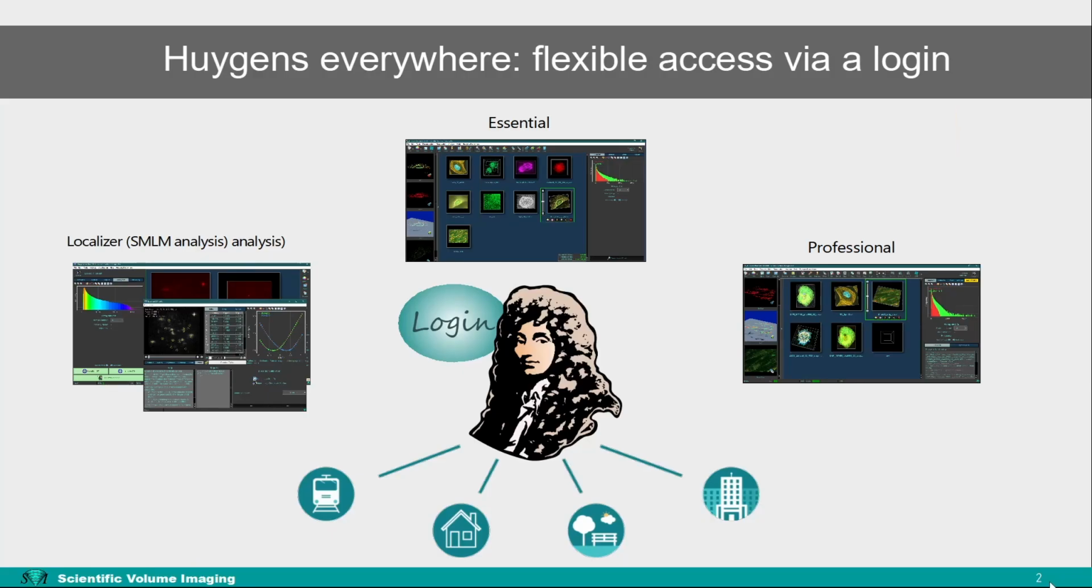So first of all, what is Huygens Everywhere exactly? In short, Huygens Everywhere is our flexible login based access mode for the Huygens Localizer, Huygens Essential and the Huygens Professional. In contrast to a node-lock license, Huygens Everywhere is not bound to a specific computer, nor to an IP address. Huygens Everywhere enables users to access Huygens from any workstation. In this way, Huygens can for instance also be used in the train, at home, or at any other place with an internet connection.